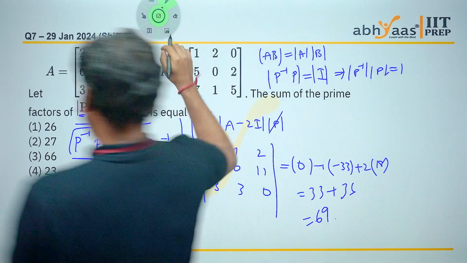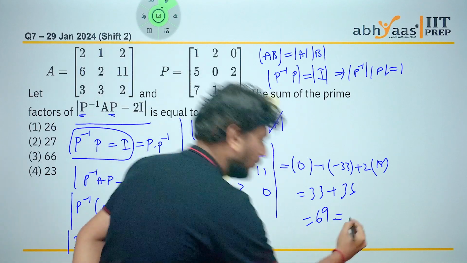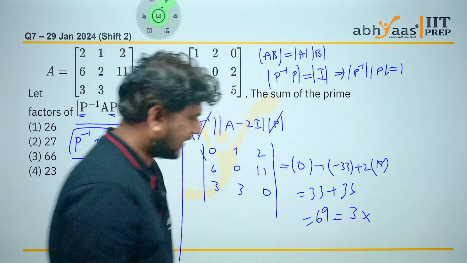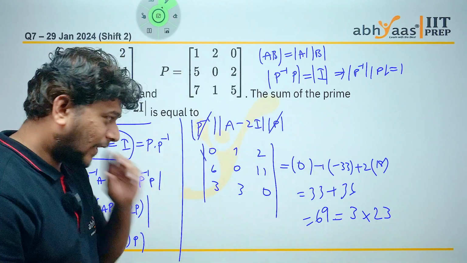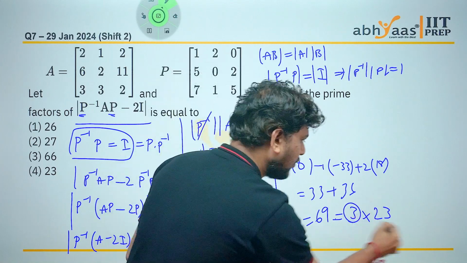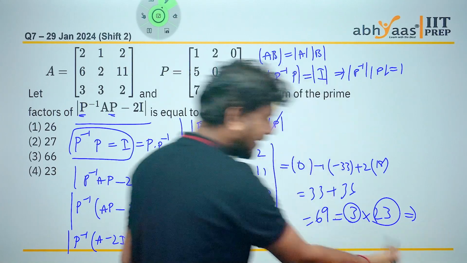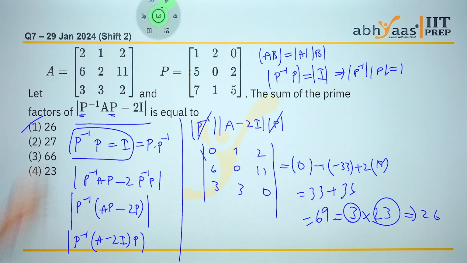Nice. So the answer is 69. Is it divisible by 2? No. It can be divisible by 3. That is 3 times 23. Now, is 23 a prime number? So the sum of primes is 23 plus 3, 26. So the answer is 26. Okay. Moving on to the next question.